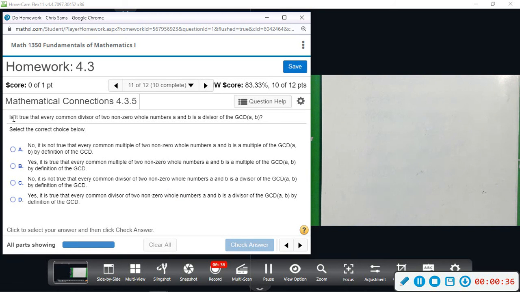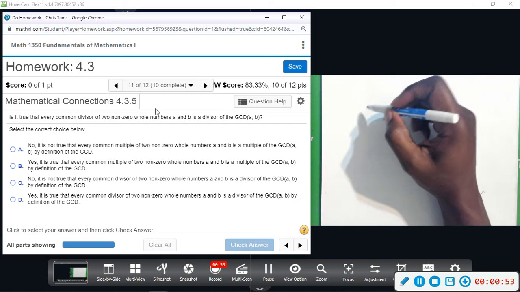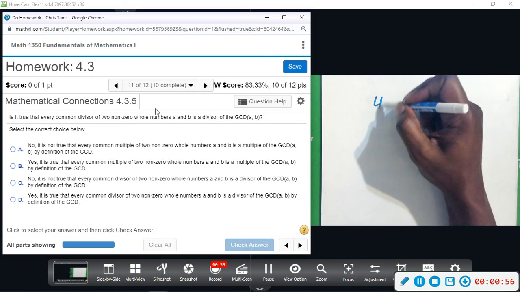Number 11, is it true that every common divisor of 2 non-zero whole numbers, A and B, is a divisor of the greatest common divisor of A and B? Yes, I do believe this statement is true. I can show you a small example, but we'll pick the correct explanation. So let's just again say 4 and 8.